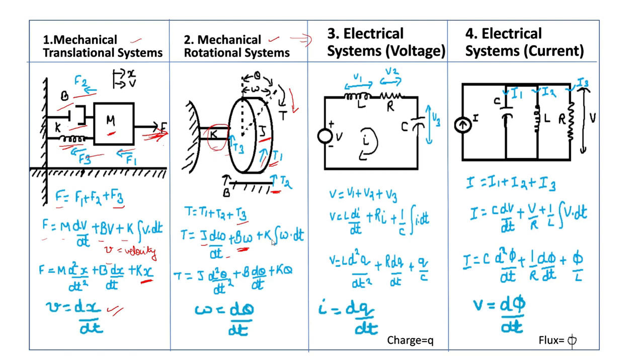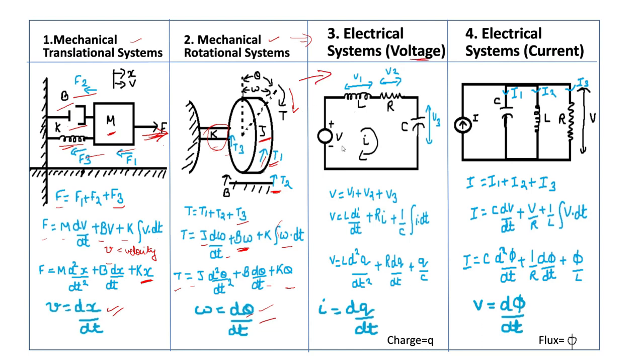So it is equal to k into integration of omega, and we all know omega is equal to d theta by dt. Therefore, in terms of angular displacement, T is equal to J into double differentiation of theta with respect to time plus b d theta by dt plus k theta. Now they are analogous in electrical system.